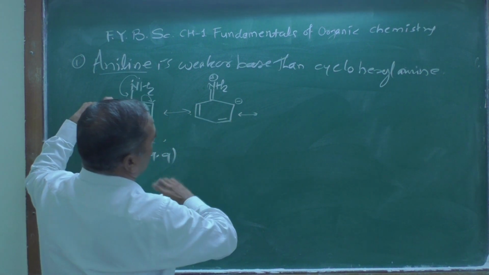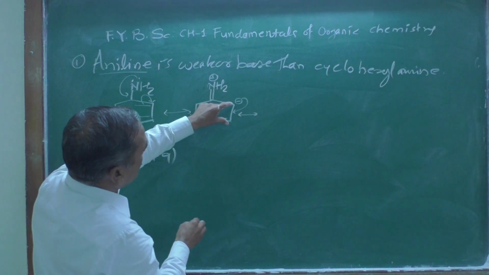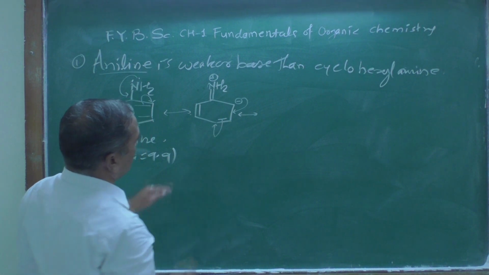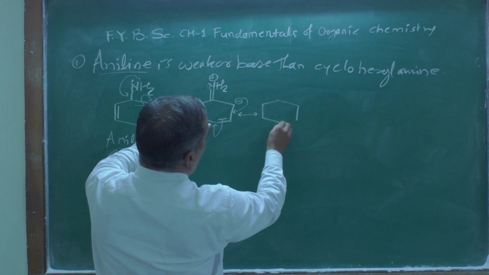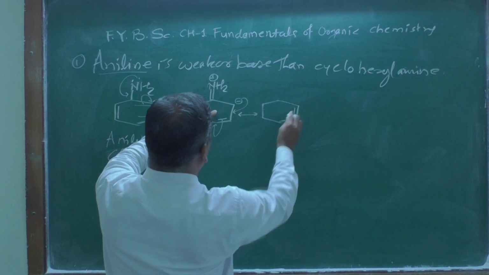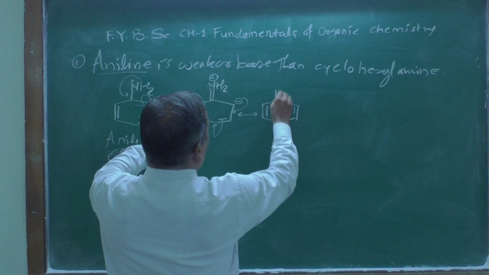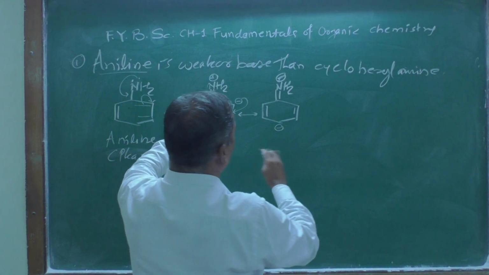Now again resonating structure, this negative charge forming the double bond between these two carbon atoms, and this double bond concentrates the electron density at this corner point, and you are going to get the further structure, double bond over there, negative charge, this double bond here, then this NH2 positive charge over there, and what do you get?